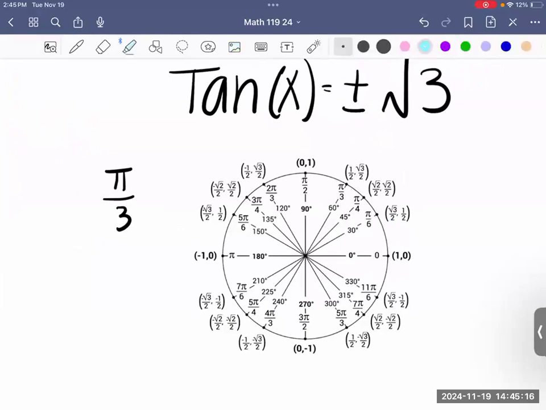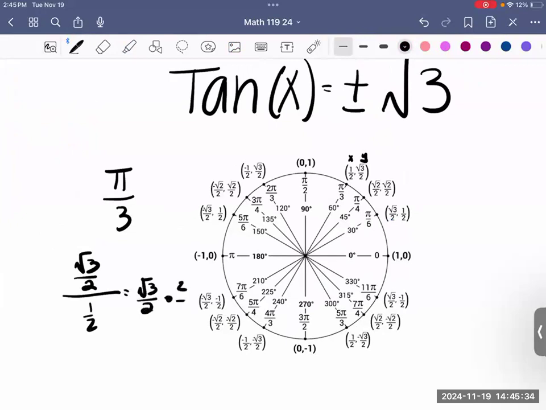So at pi over 3, you'll notice that you have the coordinate 1/2 and root 3 over 2. Tangent being y over x, we have the square root of 3 over 2 all over 1/2. So keep, change, flip.